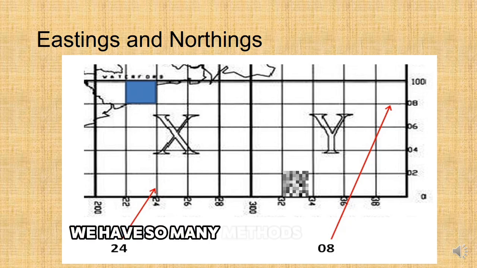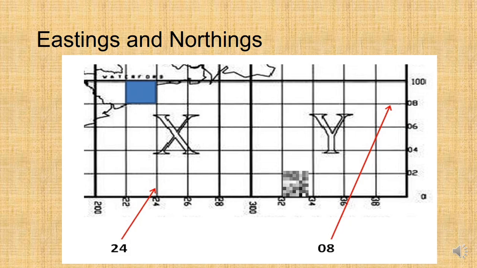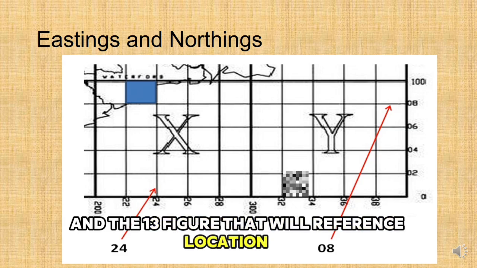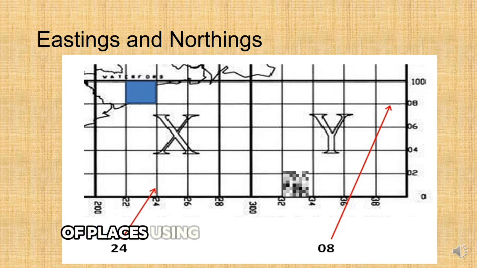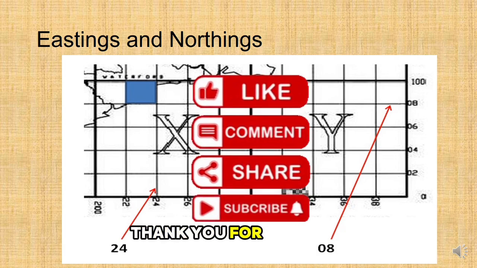We have so many methods under that. I'm going to show you the 6-figure, the 4-figure, and the 13-figure grid reference location of places using this grid square.